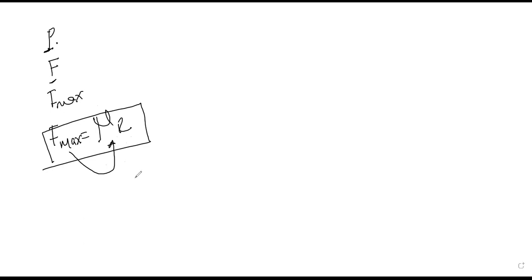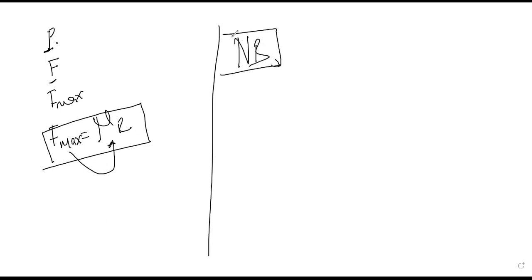There are some important notes I want you to know. You need to know that the frictional force exists between the body and the surface in contact.